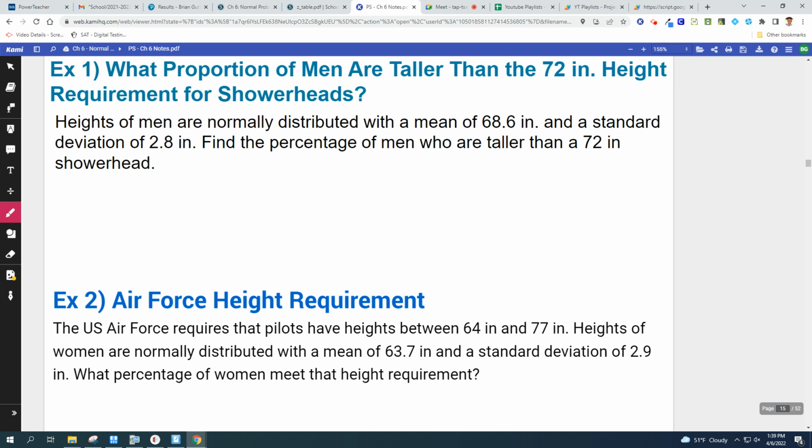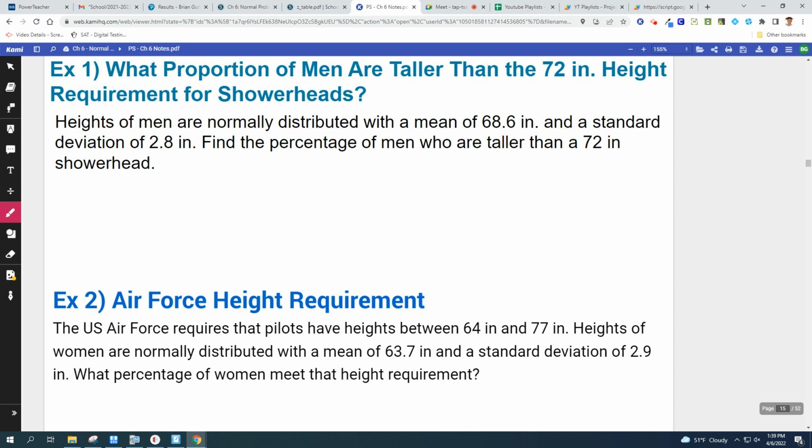Number 1, what proportion of men are taller than the 72-inch height requirement for shower heads? Heights of men are normally distributed with a mean of 68.6 inches and a standard deviation of 2.8 inches. Find the percentage of men who are taller than a 72-inch shower head.